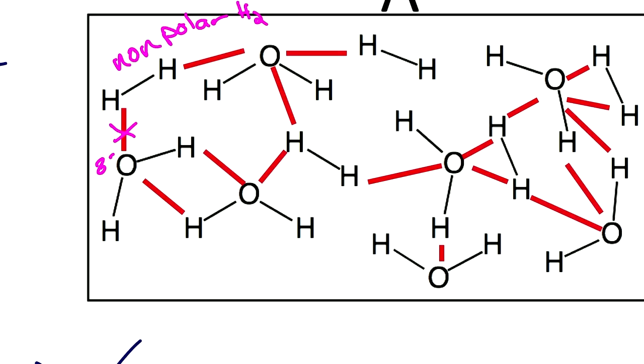So remember when I said just because a hydrogen is present doesn't mean it can hydrogen bond. That's an example of this: yes, there's a hydrogen present, but that hydrogen is not electropositive enough to actually participate in hydrogen bonding.